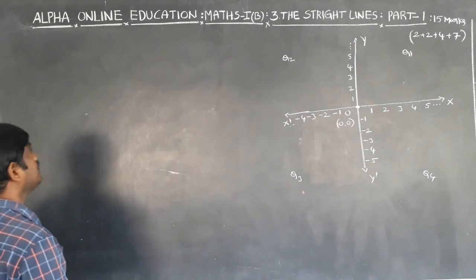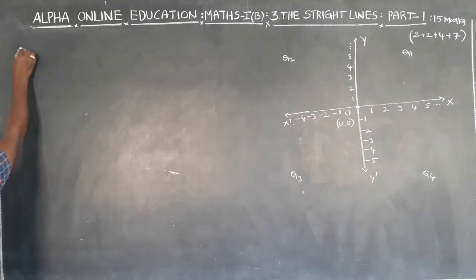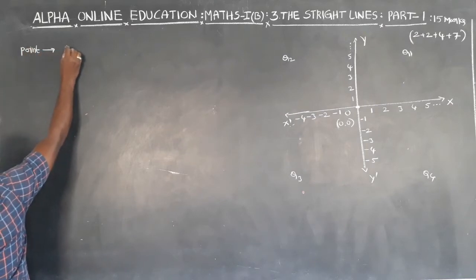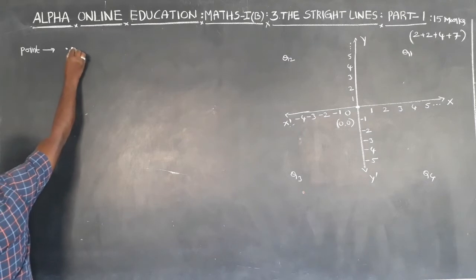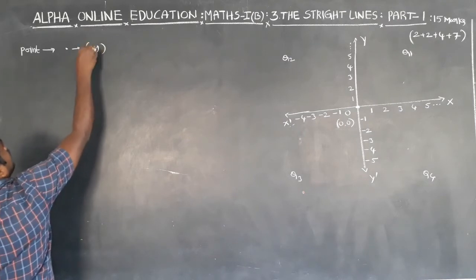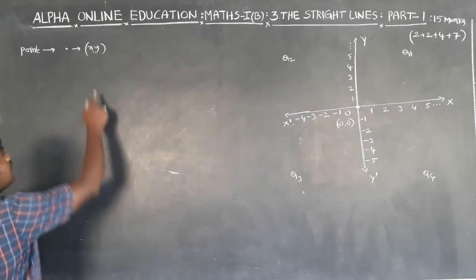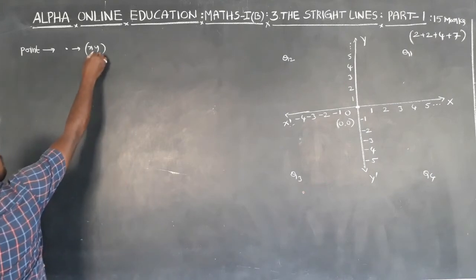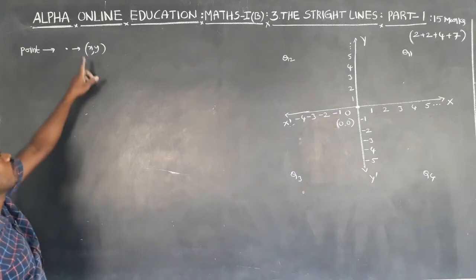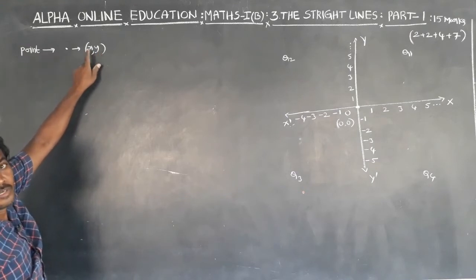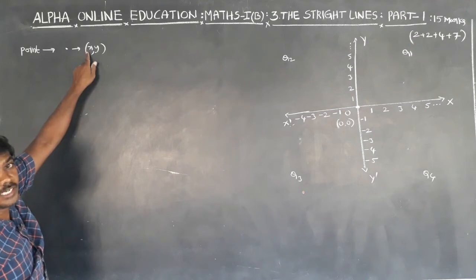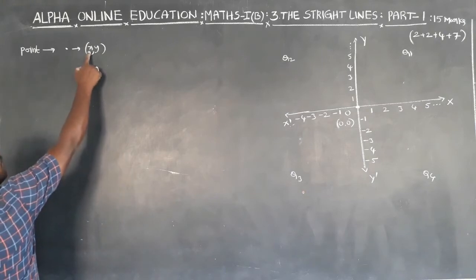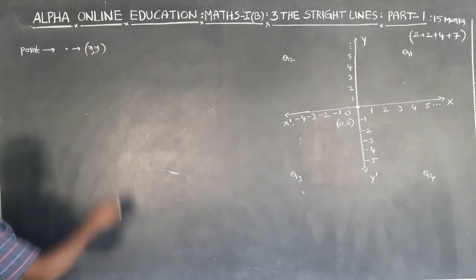Here a point is denoted by an ordered pair. An ordered pair means x coordinate, y coordinate. The first element is the x coordinate and the second element is the y coordinate. This is the abscissa, and this is the ordinate.